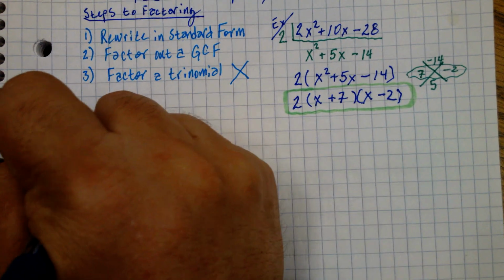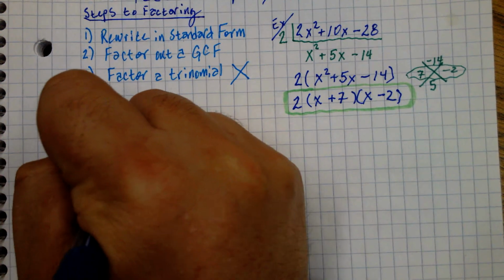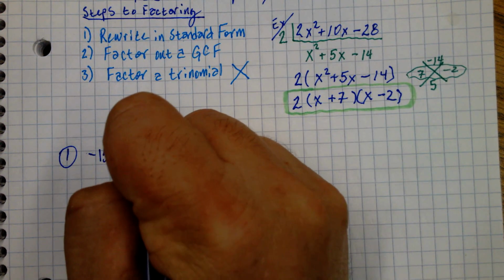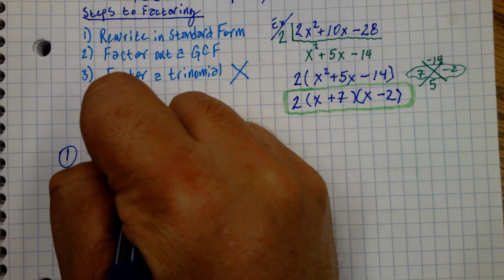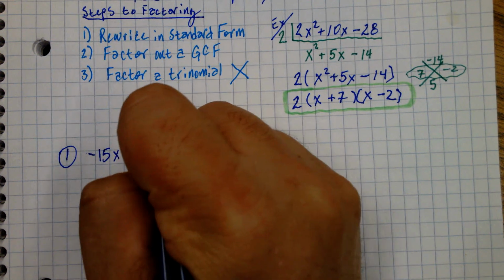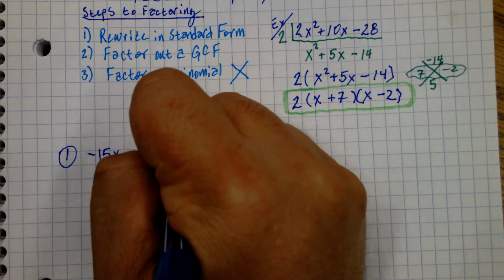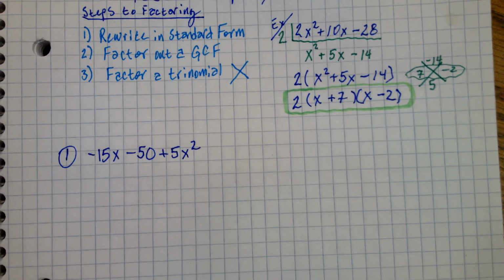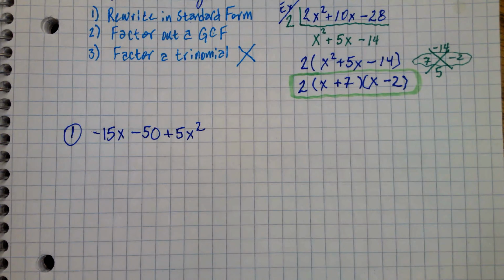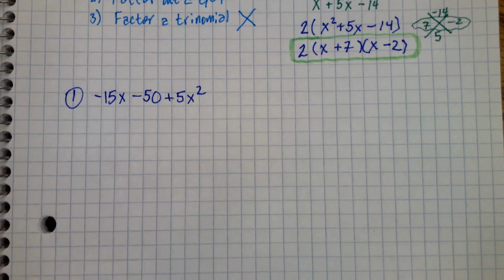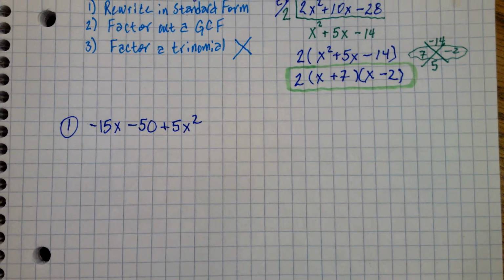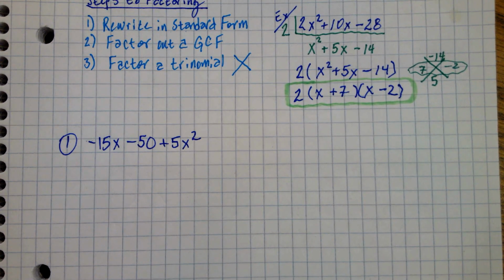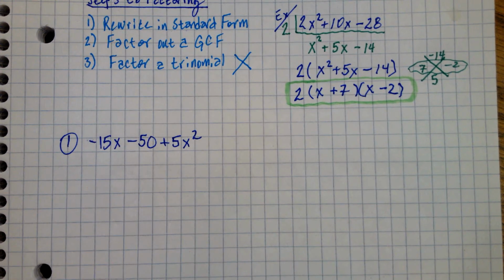So let's see. Negative 15x minus 50 plus 5x squared. Okay, write that down. And we're just going to run through it, starting with our first step. Do I have to rewrite this in standard form? Yeah, it's kind of all over the place.